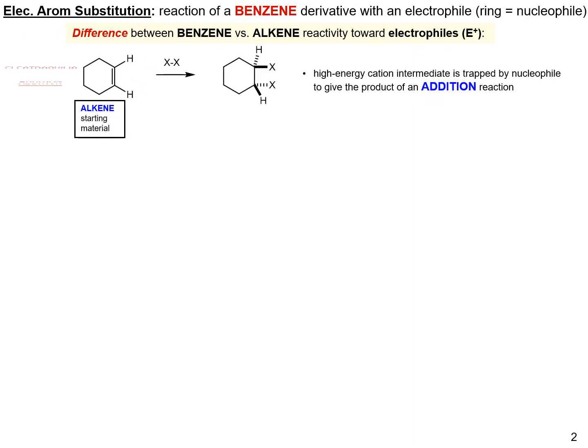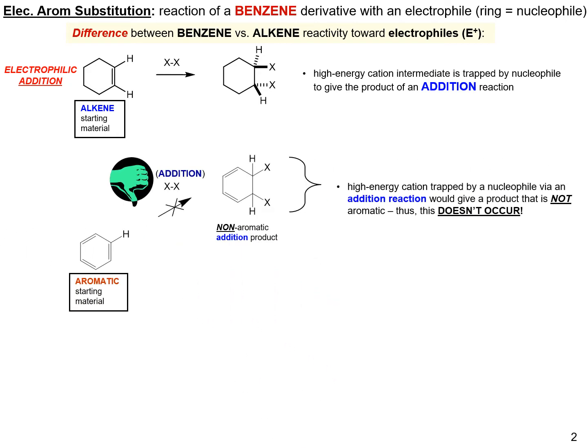Much like the pi electrons in the carbon-carbon double bond of alkenes, the pi electrons in benzene can be used to react with electrophiles. In alkenes, the reaction that usually occurs is electrophilic addition. In benzene, that does not occur. If it did, you would start with an aromatic starting material and you would end up with a non-aromatic product.